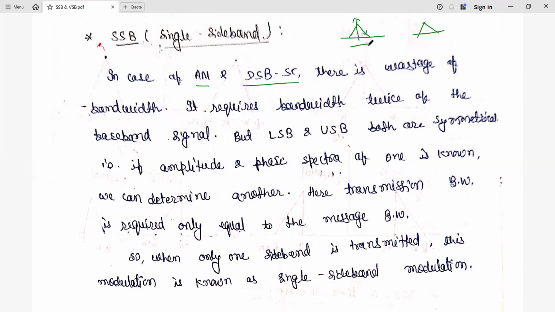So in both cases, we have wastage of the bandwidth, since the upper sideband can be obtained from the lower sideband, or the lower sideband can be obtained from the upper sideband, since both are symmetrical to each other. So we need to save the bandwidth. We are able to obtain that characteristic by using the single sideband. Single sideband means either the lower sideband or the upper sideband will be transmitted, and on the basis of that, we can determine the other sideband.